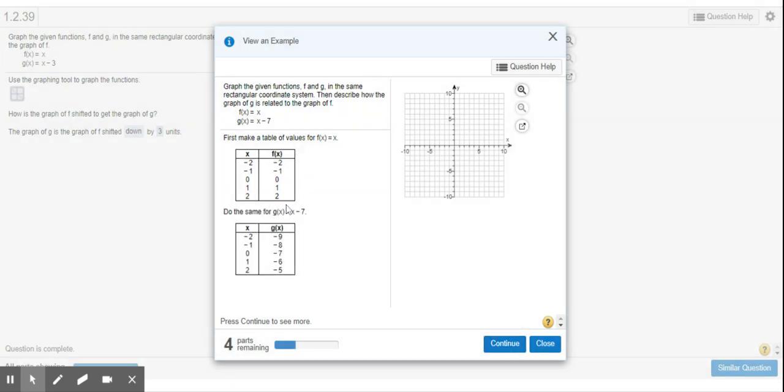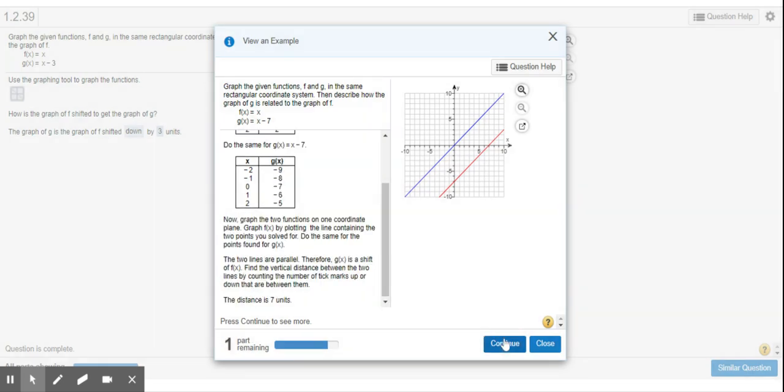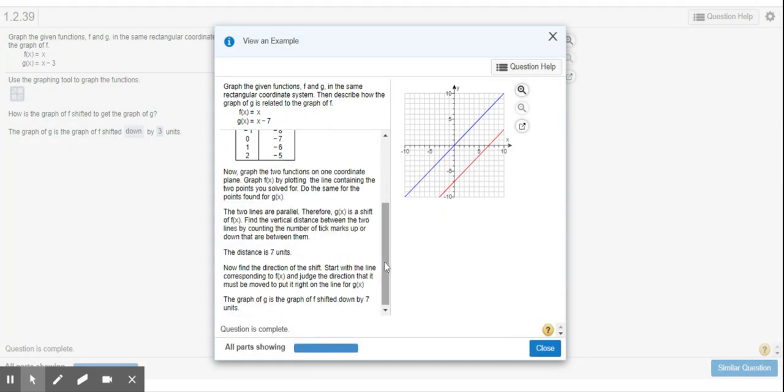This is suggesting making a table. I kind of just said, all right, listen, I know where the y-intercept is. I know what the slope is. I'm not plotting points that way, but that's what they're suggesting in the example. So then they're just plotting them, graphing both lines with the points. And then it's answering the question about the distance is 7 units and it went down. Then it gives an explanation as well. It's not just giving you the answer, it's kind of explaining why the answer is the answer.